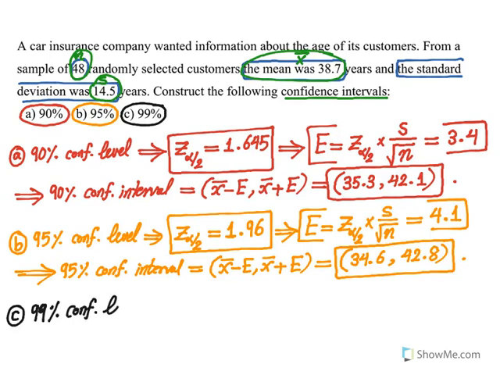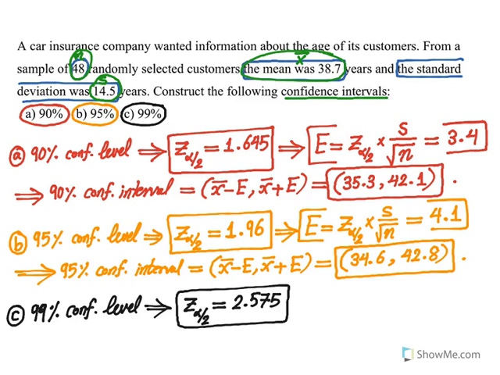So, if you watched parts 1 and 2, to compute Z sub alpha over 2, the critical value, you will get 2.575. So make sure that you understand how I get these values of Z sub alpha over 2. They are all from the Z table. But again, watch parts 1 and 2 to understand how to use the table to get them and what they really mean.